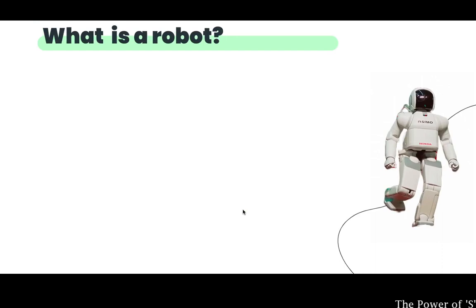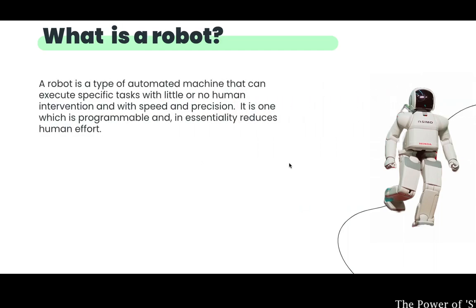So, what is a robot? Many people have different perceptions of what a robot is. People will say something that's human-like, the Tesla bot, or maybe something that assembles phones repeatedly. Let's look at the proper definition.